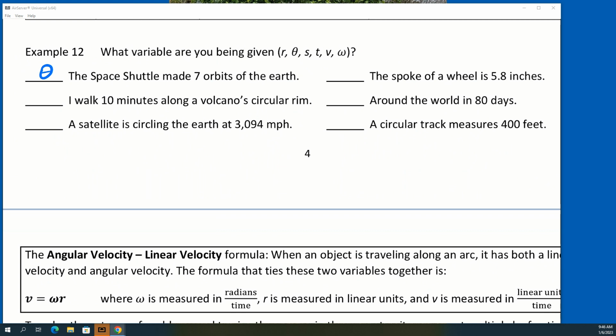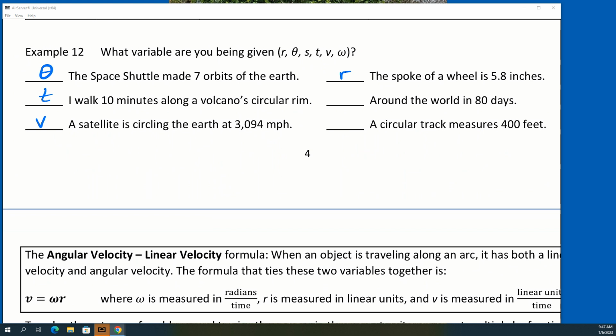All right, it's okay. The next one, I walk 10 minutes along a volcano's circular rim. What's the unit here? Yes, it's just minutes. It's just time. They give you a little extra information that you don't need. All right. A satellite is circling the Earth at 3,094 miles per hour. Velocity. Linear velocity is v. All right. A spoke of a wheel is 5.8 inches. Radius. So if it's a straight distance, it's going to be a radius. If it's a rounded distance, it's going to be s, arc length.